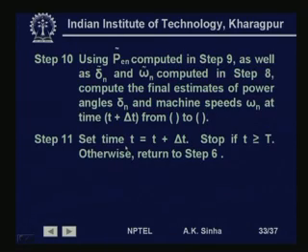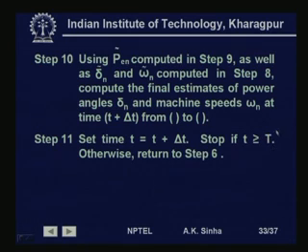So, this procedure will continue, and we will be able to plot the swing curve, that is the delta and omega values for all the machines at time t plus delta t, and so on up to whatever time that we want. If the time up to which we want to study is T, then as long as t is less than or equal to T, we will keep on doing this. If t becomes greater than T, then we will stop.